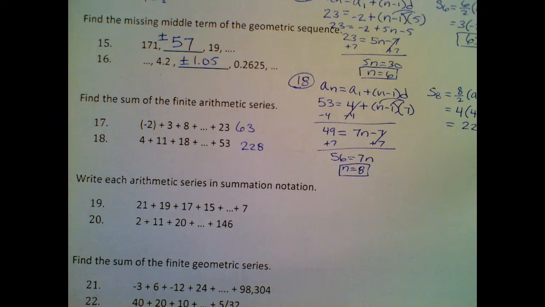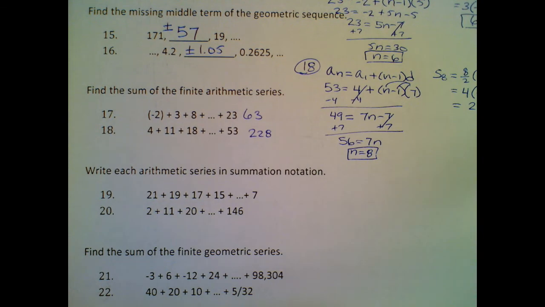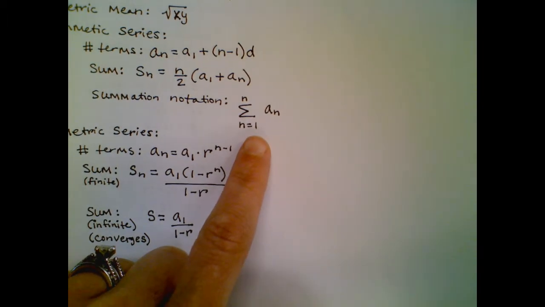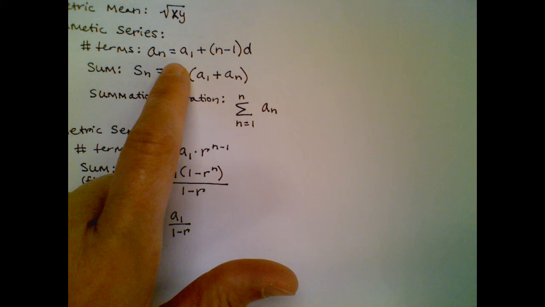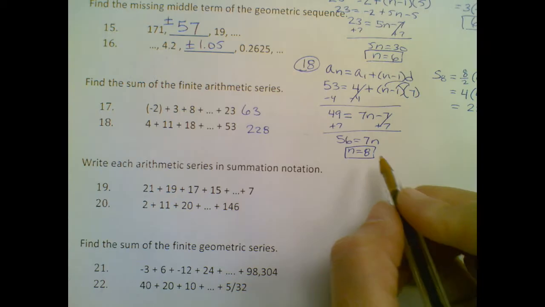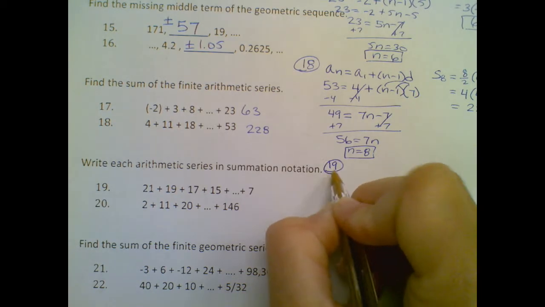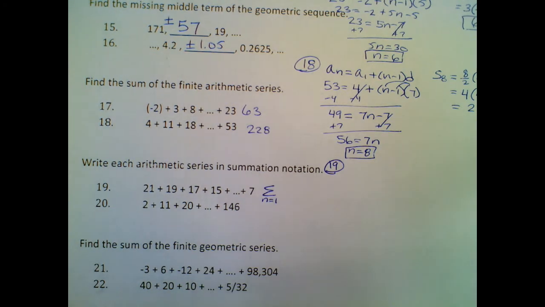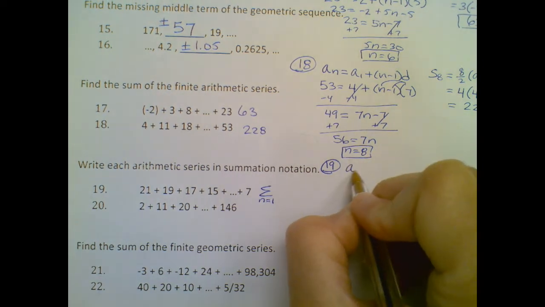Alrighty, the next part is write each arithmetic series in summation notation. So our summation notation is this equation right here. We're also going to need to use this first one to solve for a sub n, so that can go on the right hand side of the summation symbol. So let me get this started. So we have n equals 1 on bottom, and then we have our a sub n equation.